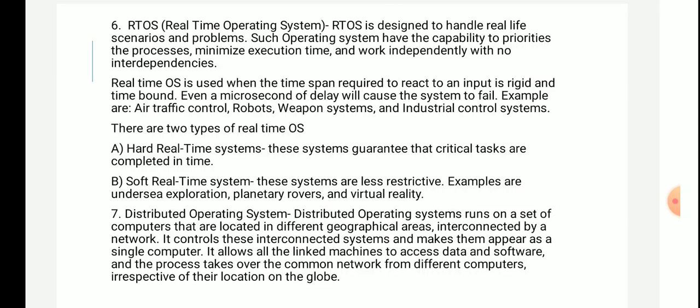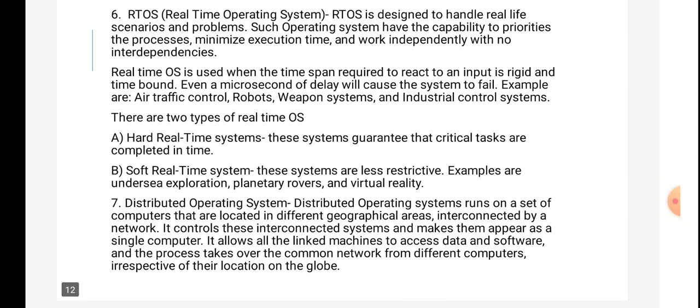The last operating system we have is the distributed operating system. A distributed operating system runs on a set of computers that are located in different geographical areas and interconnected by a network, and it controls these interconnected systems and makes them appear as a single computer. It allows all the linked machines to access data and software, and the process takes place over the common network from different computers, irrespective of their location on the globe.